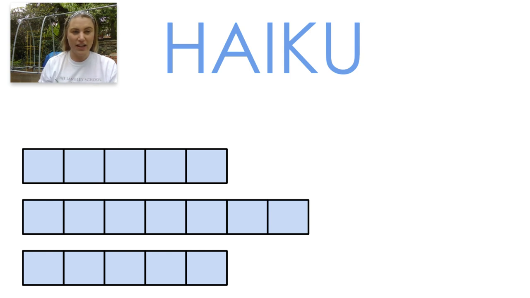The first line is always going to have 5 syllables. The second line is always going to have 7 syllables. And the third line will always have 5 syllables.